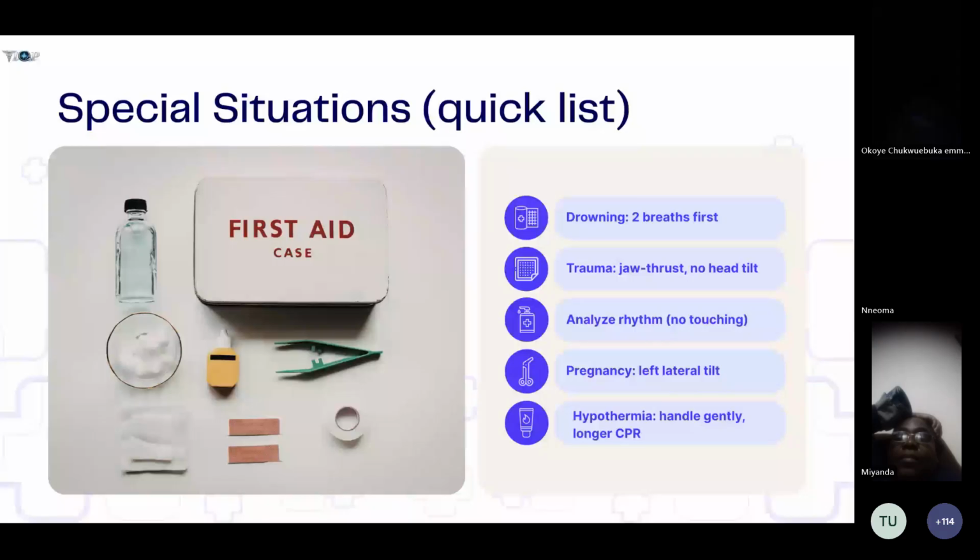Now, in the case of hypothermia, you handle the patient gently and give longer CPR, right? Remember that no one is dead until they are warm and dead. No one is dead until they are warm and dead. So these are the special situations. I already said that BLS is almost the same, but in special situations like drowning, you give 2 breaths; trauma, jaw thrust; pregnancy, left lateral tilt; hypothermia, handle gently.